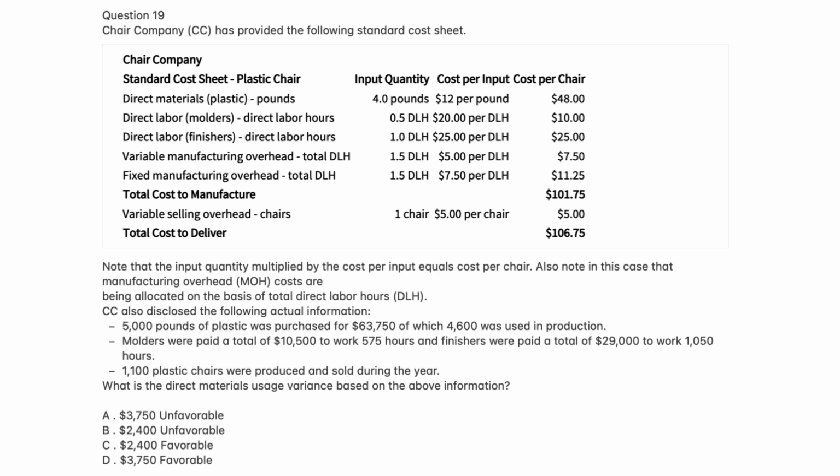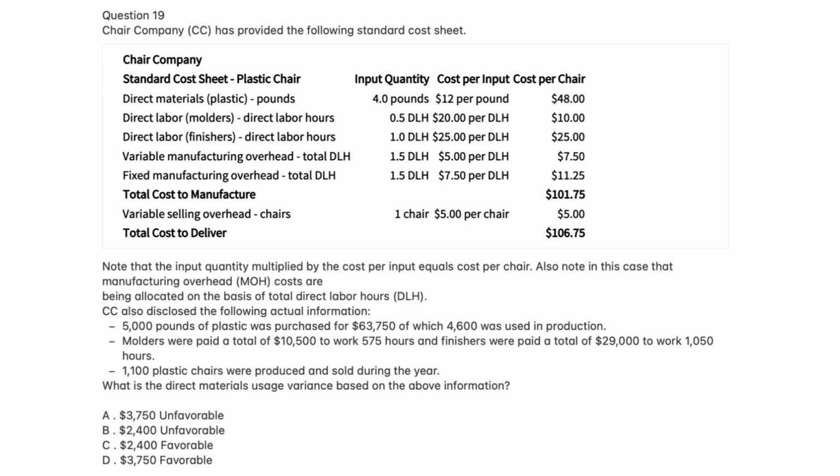5,000 pounds of plastic was purchased for $63,750, of which 4,600 was used in production. Molders were paid a total of $10,500 to work 575 hours, and finishers were paid a total of $29,000 to work 1,050 hours. 1,100 plastic chairs were produced and sold during the year. What is the direct materials usage variance based on the above information?